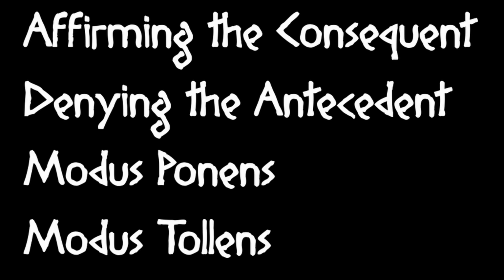That's a basic introduction to conditional arguments. Those are your 4 main types. Affirming the consequent and denying the antecedent are both fallacies, and modus ponens and modus tollens are valid arguments.